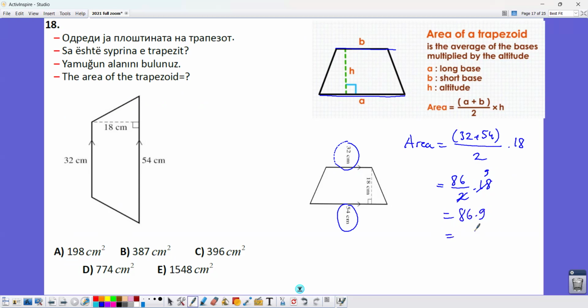Then 6 times 9, 54. 4, I'm writing, 5 in mind. 8 times 9, it's 72, 5 in mind, 77. So all the units are centimeters, so it will be centimeter square. 774 centimeter square is the result.